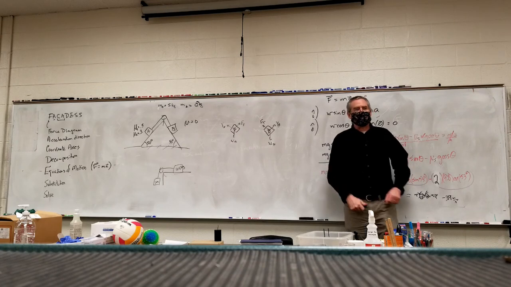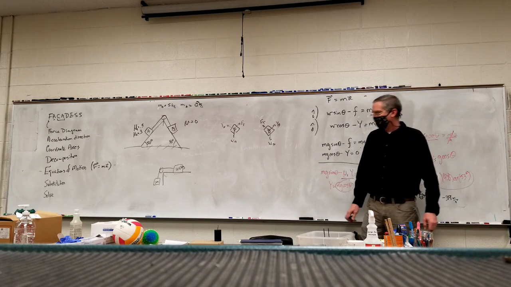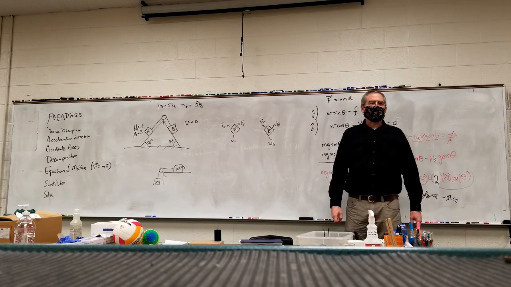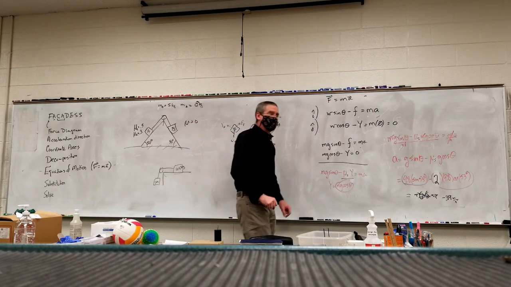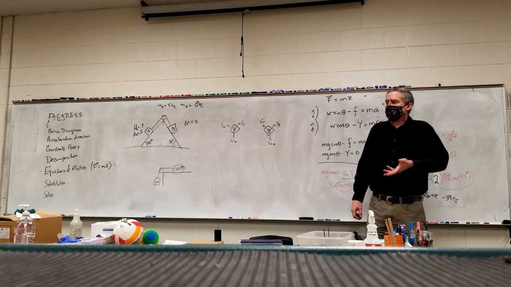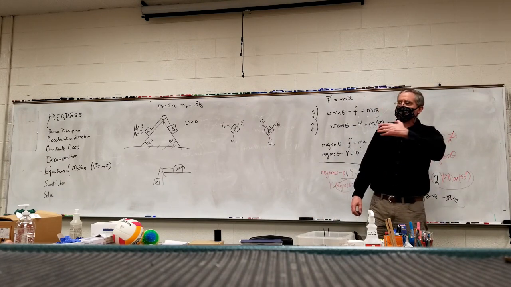So the first step is you guess. And you ignore friction. This thing's gonna go one way or the other, so if we start out ignoring friction completely, that should be able to tell us which way it wants to go, and then we can throw friction into it.